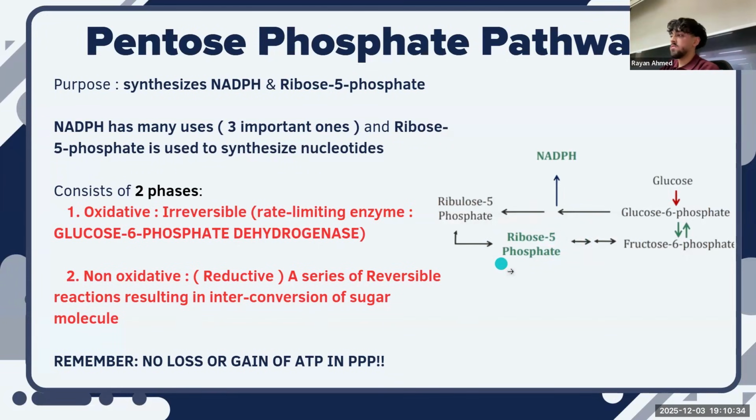And ribose 5-phosphate and NADPH are the products of the pentose phosphate pathway. I need you to remember ribose 5-phosphate and NADPH again. And remember, in the pentose phosphate pathway, we have no loss or gain of ATP in this process. It's not like glycolysis. It's not like glycogen storage. Okay, let's move on.